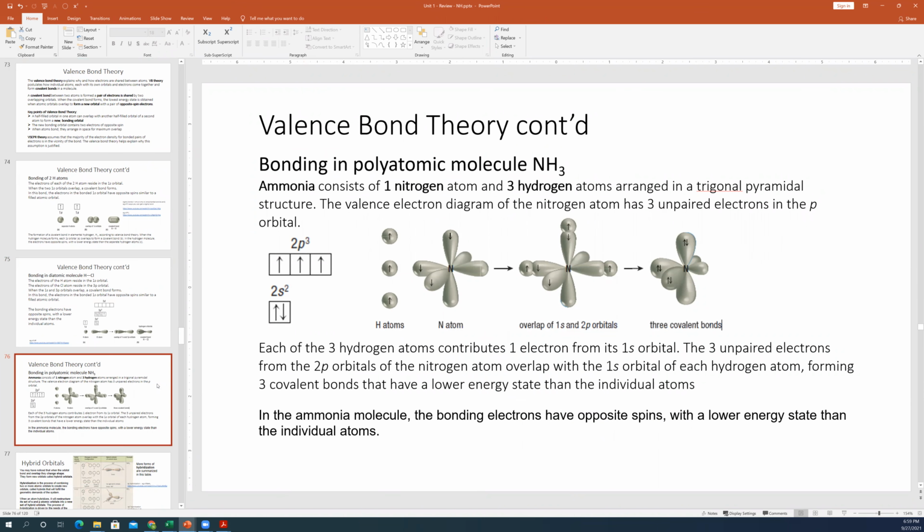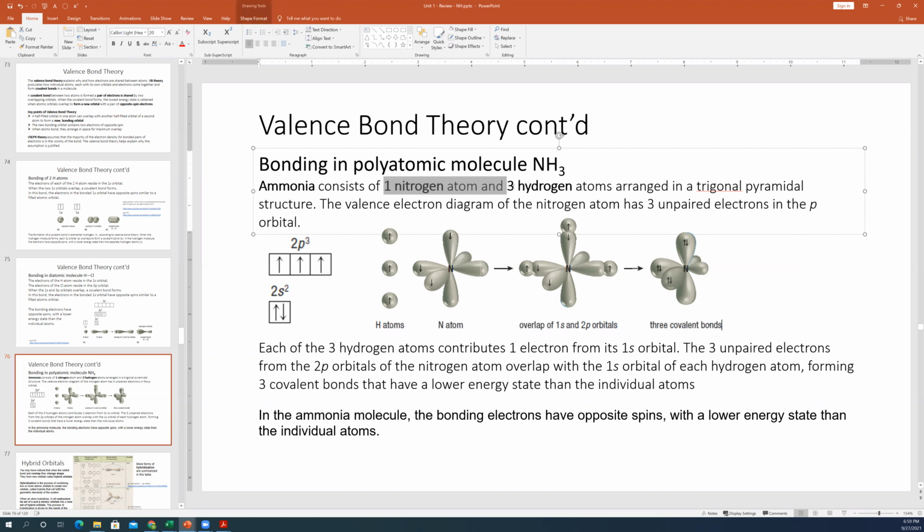Now, when you have polyatomic molecules, for example ammonia, which consists of 1 nitrogen atom and 3 hydrogen atoms, you can write the valence electron diagram for nitrogen. And when you do, you see that it has 3 unpaired electrons in its p orbital.